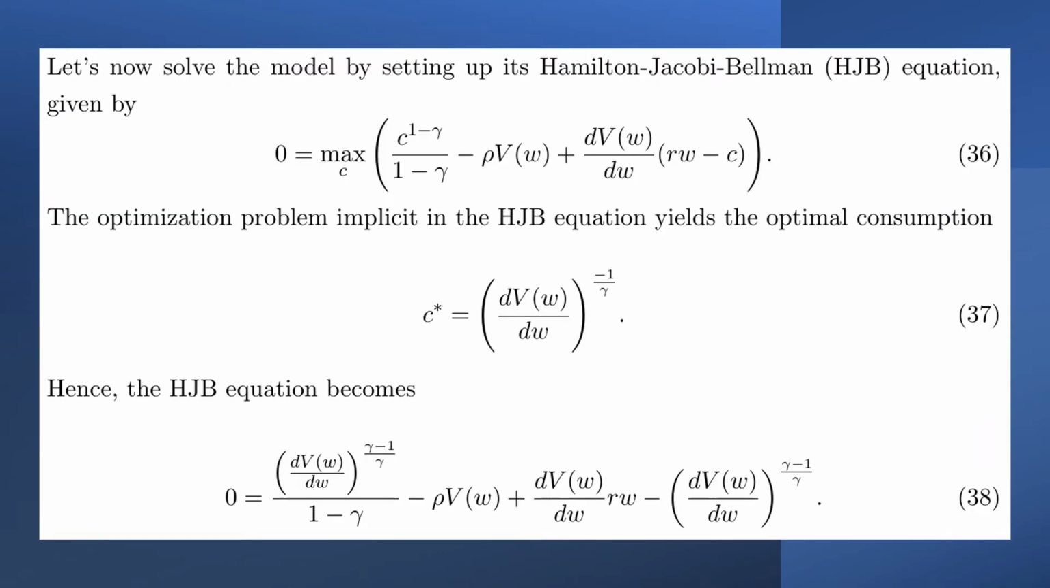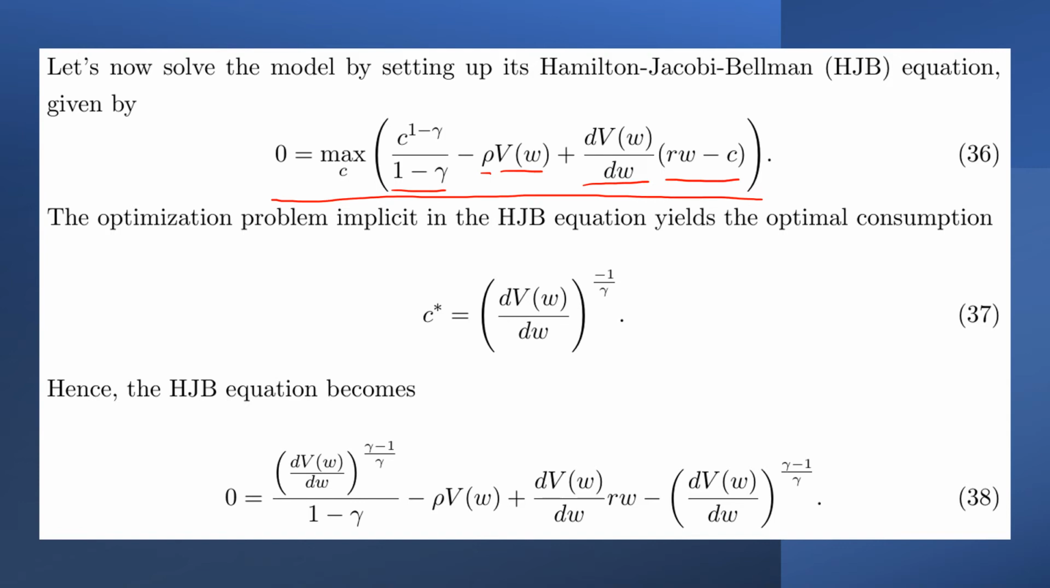So let's solve the problem. First step is to set up the Hamilton-Jacobi-Bellman equation, which looks like this. We have the utility function, we have the discount rate times the value function, and we have the derivative of the value function times the dynamics, the wealth dynamics.